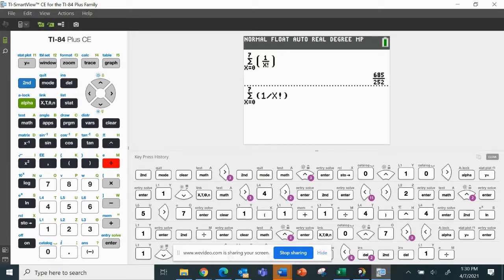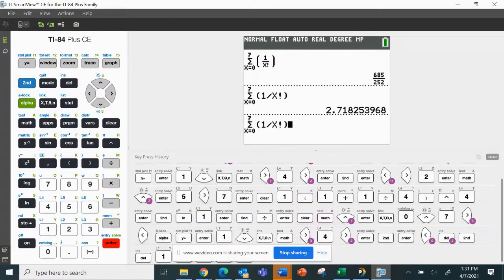I mean, you can just change it to a decimal also. I forgot, I'll do that. Okay. So that's through the 7th x, which is how many terms? It added up 8 terms. So now I'm just going to hit second enter, or you can go up and grab it.